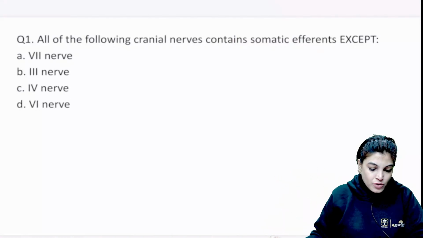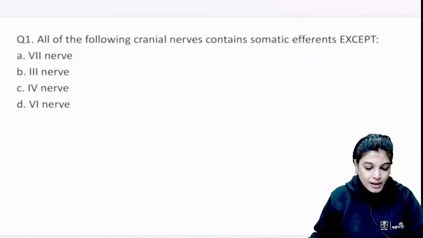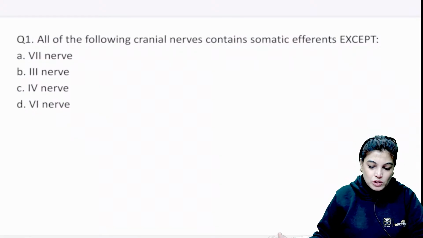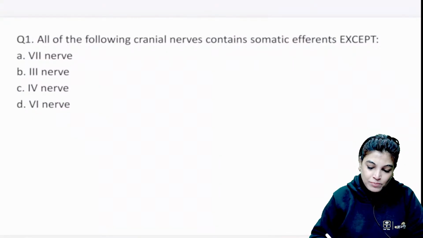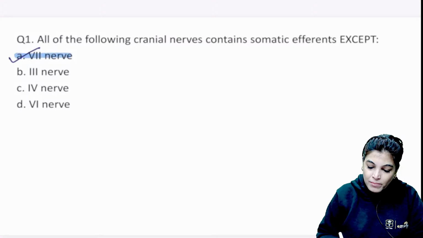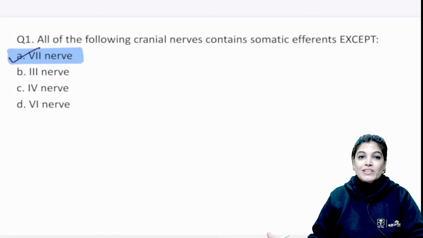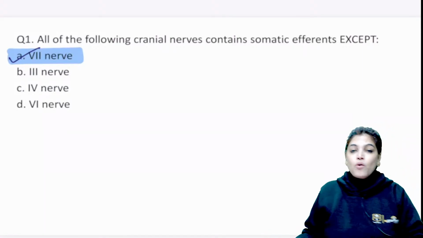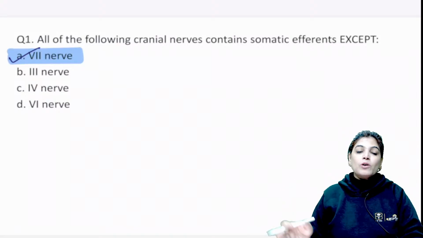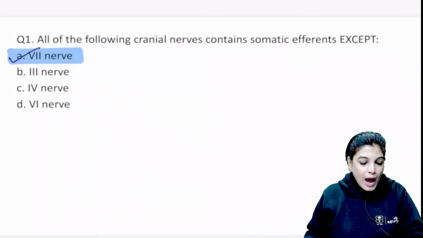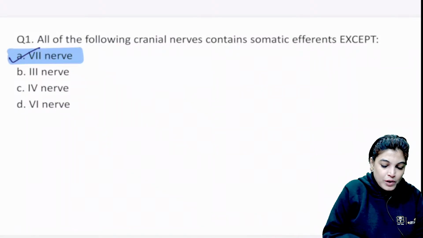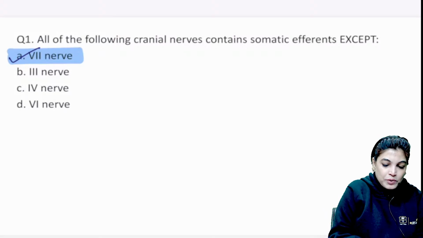So which is not? I got an answer from Pinu and Nami: A. Those who marked the 7th and A are absolutely correct. Yes, the 7th cranial nerve is not included in general somatic efferent. The general somatic efferent column cranial nerve nuclei are oculomotor, trochlear and abducent. So absolutely, a thumbs up goes for you.